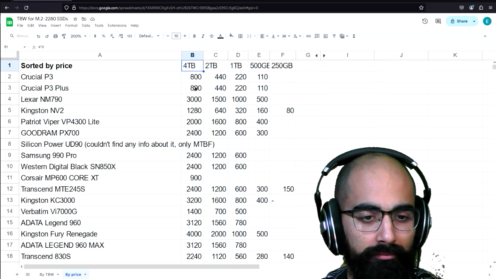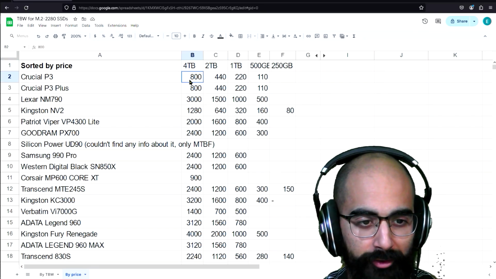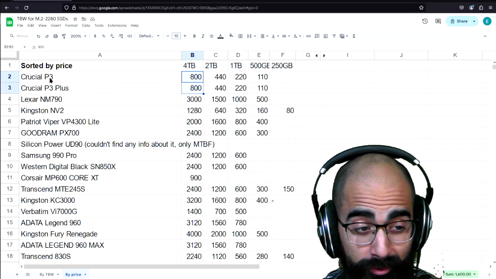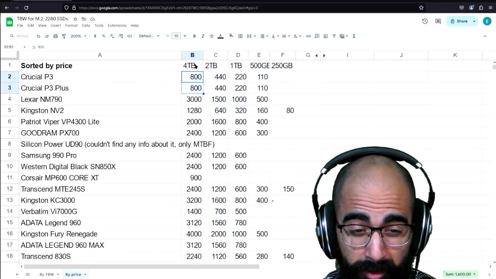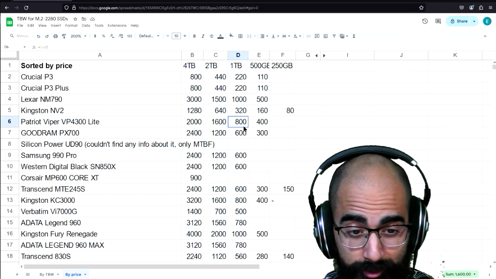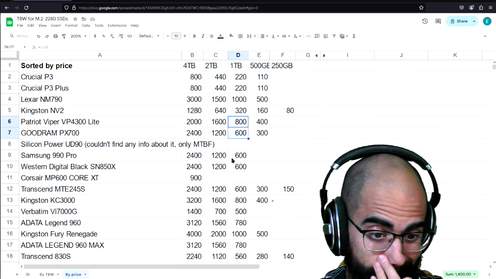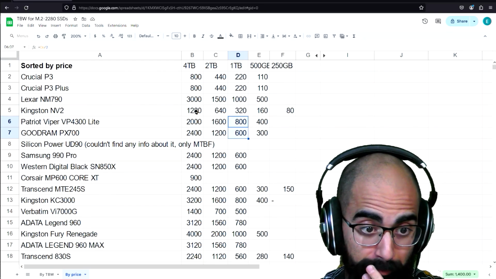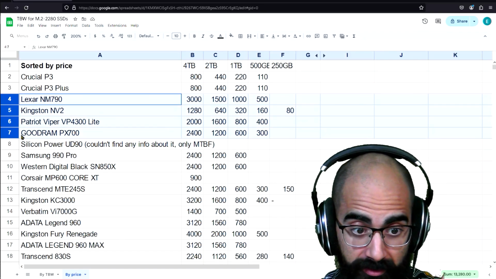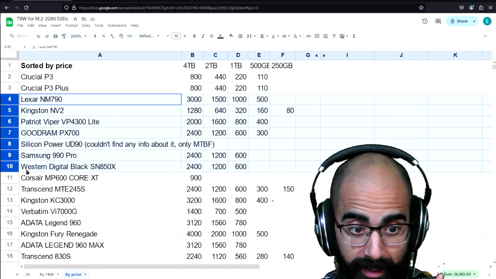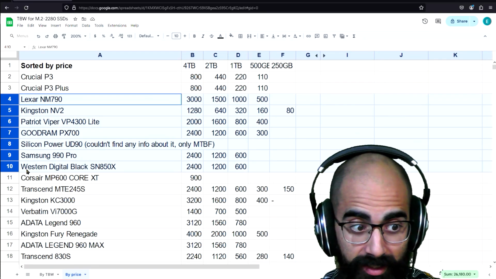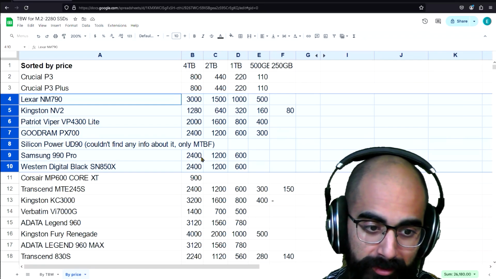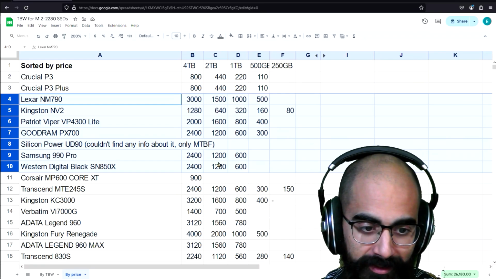To drive home the point of how bad the durability of these P3 drives is, the Crucial P3 drives for the 4 terabyte version have the same durability as these two have for the 1 terabyte version. So it's really not good. And for a few more bucks, you get all of these options that have anywhere between 50% more to almost three or more times the durability.